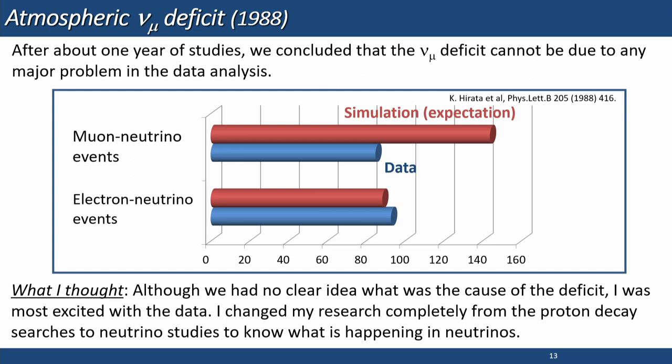However, the world neutrino community was rather skeptical of this data. People discussed, there must be something wrong in the Kamiokande data. Certainly, we could understand, of course, because we did not understand why the data shows such a big deficit.